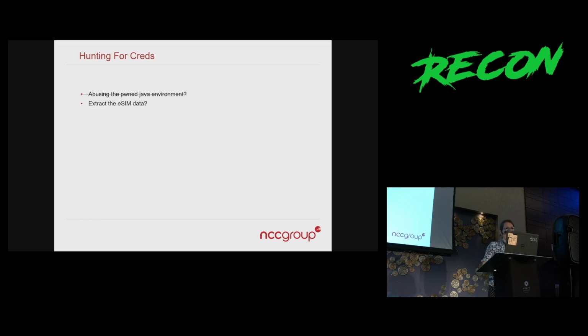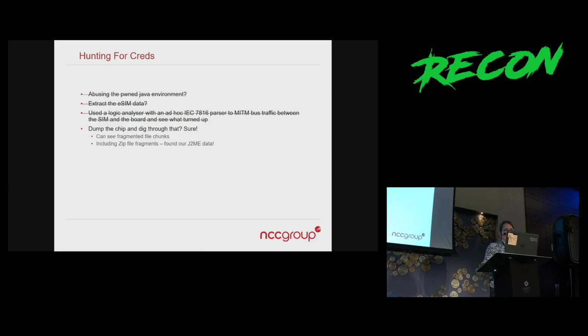So I say SIM card, it's a little IC. I tried using a logic analyzer to man in the middle the bus between the SIM and the main GSM module. I wrote a little parser. It was really super interesting, but nothing actually useful came out of it. And at that point, I gave up and decided to dump the GSM module chip itself and start digging through that and see if I could find anything useful there, because I was getting a bit desperate.